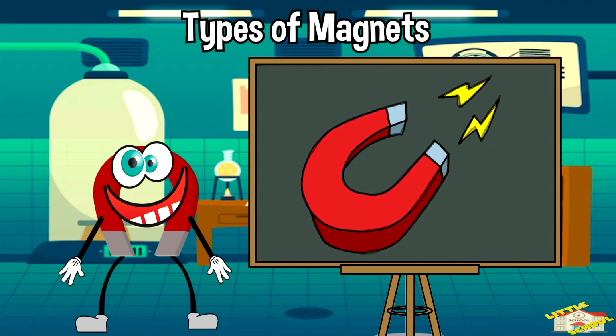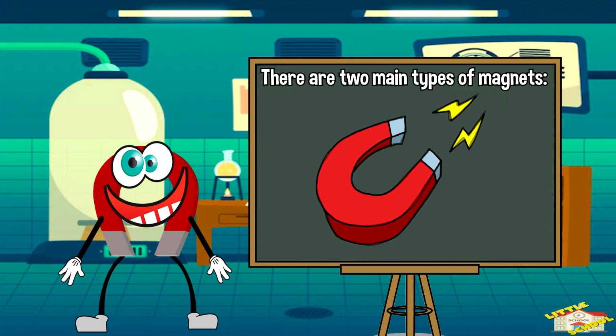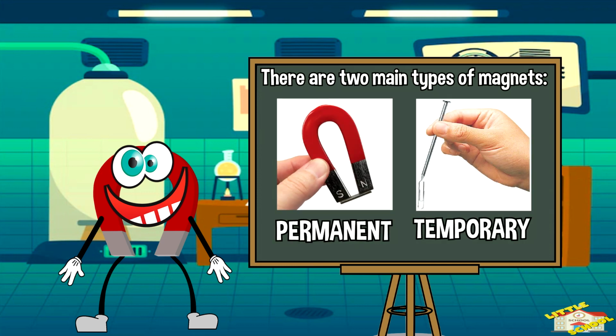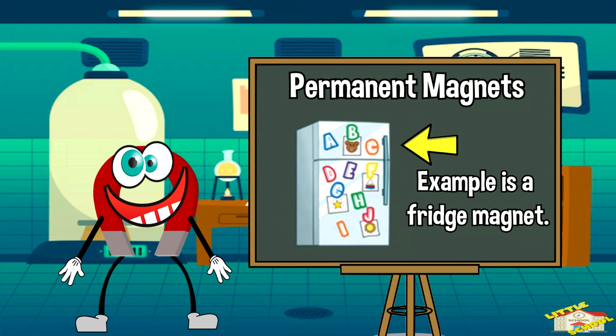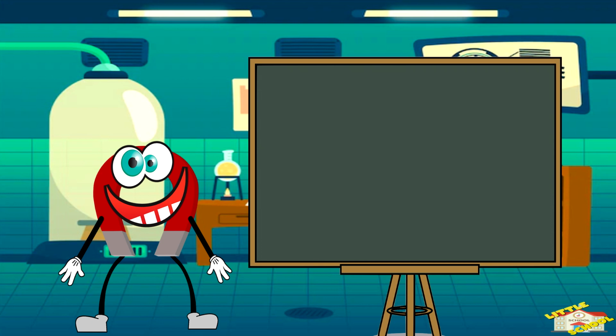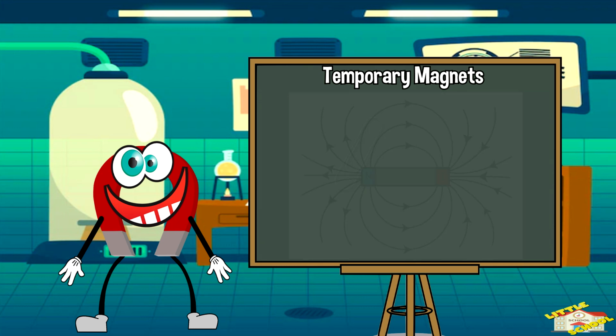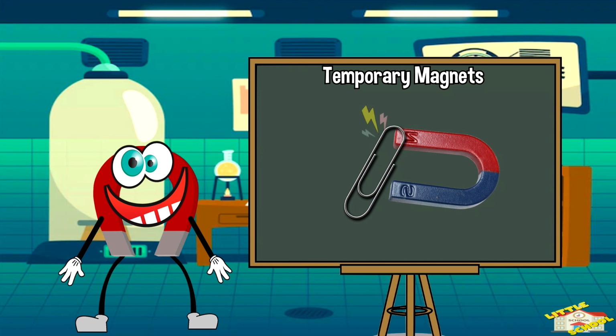Types of magnets. There are two main types of magnets: permanent magnets and temporary magnets. Permanent magnets, like the ones on your refrigerator, always have their magnetic properties. Temporary magnets become magnets when they're exposed to a strong magnetic field, but lose their magnetism over time. Examples include paper clips when touched by a strong magnet.